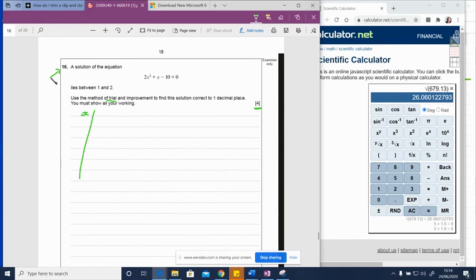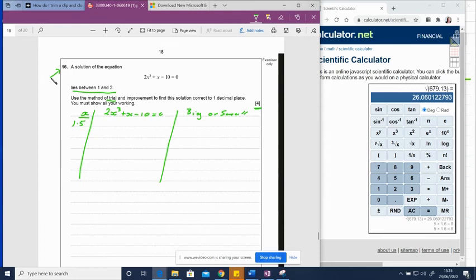that we're going to try. In the second column, we put the equation 2x cubed plus x minus 10, and we want that to equal 0. And then in the third column, we put whether it's too big or too small. Now we know that the solution lies between 1 and 2, so I'm going to try 1.5.